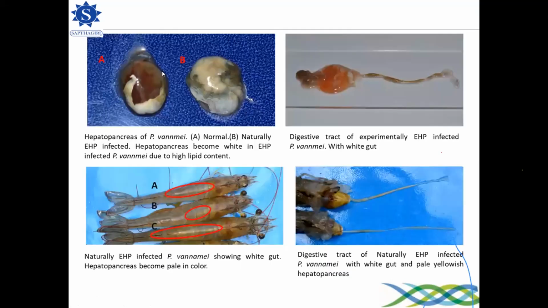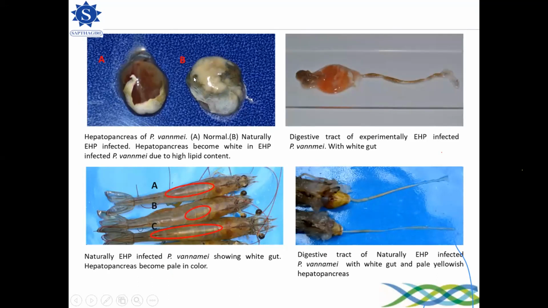This is a comparison of normal and naturally infected EHP vannamei. In the first picture, the hepatopancreas has an outer white color, which is the epithelial lines we observe through the shrimp. Inside, a thick red or pinkish color can be observed. They indicate the healthy shrimp hepatopancreas.